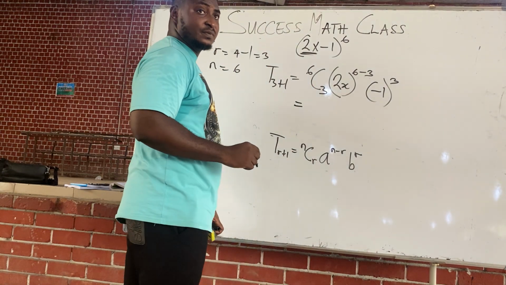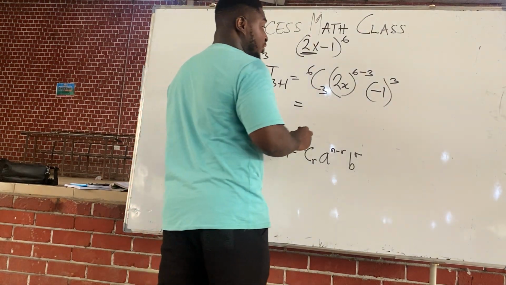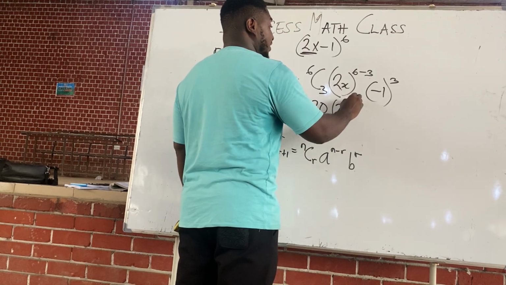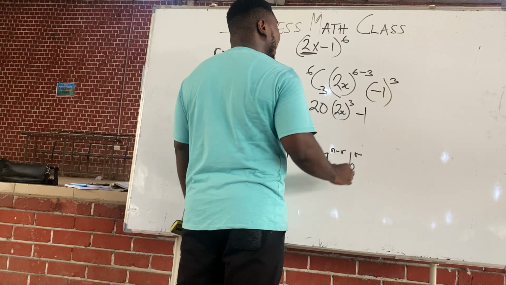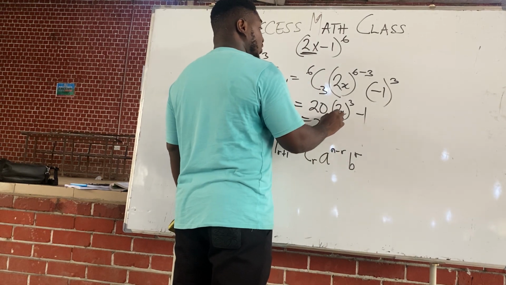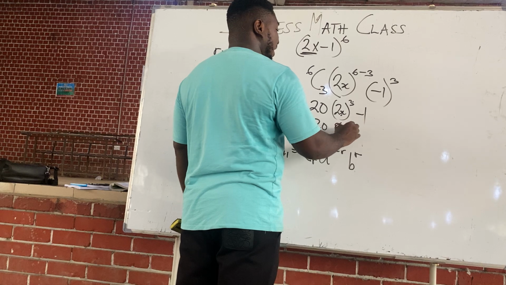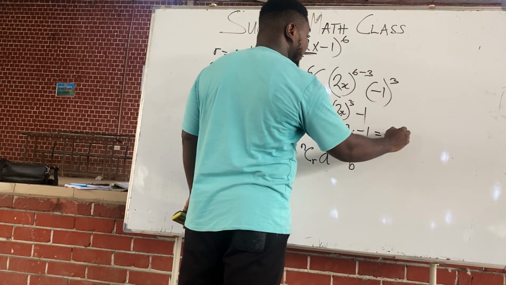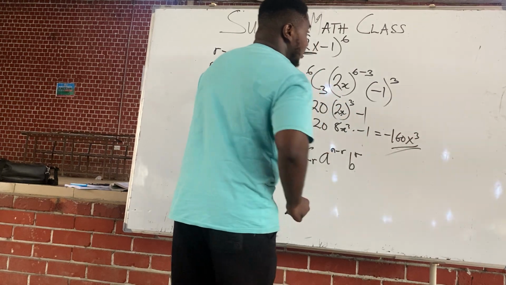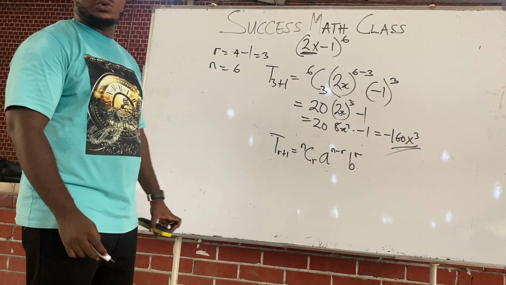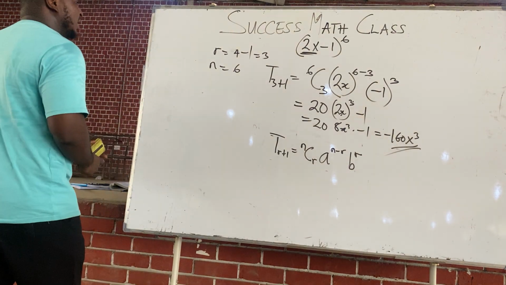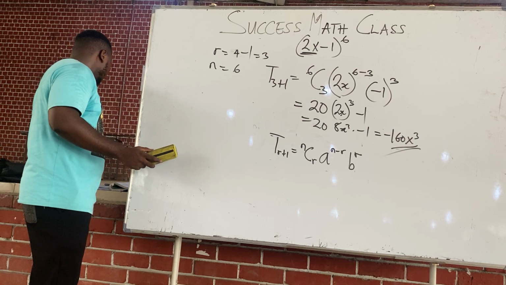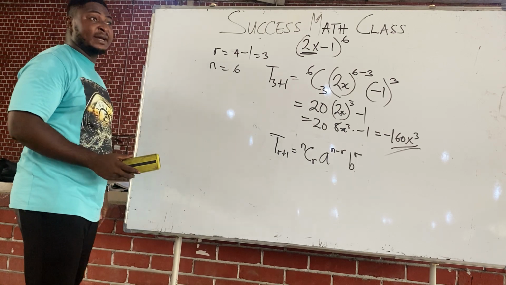Use your calculator. 6 combination 3 is what? 20. 2x raised to power 6 minus 3 is 3. Minus 1 raised to power 3 is minus 1. This is 20. 2 raised to power 3 is 8. X raised to power 3 times minus 20 times 8, 160 times minus 1, minus 160 x cubed. Class, this is the fourth term in this expansion.